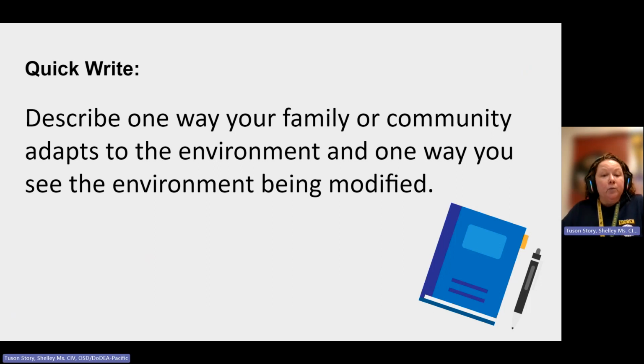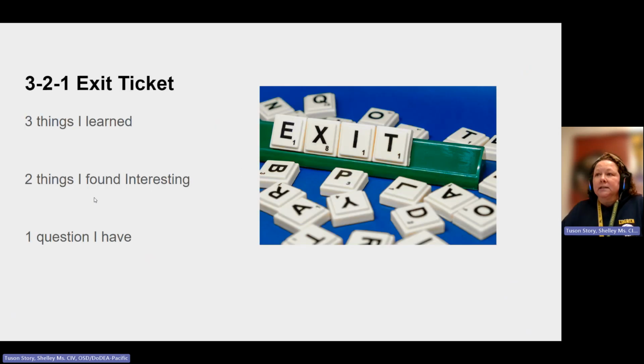They will describe one way that their family or community adapted to the environment and one way that they see the environment being modified. And then lastly, a 3-2-1 exit ticket, 3 things they learned, 2 things they found interesting, and 1 question they have.